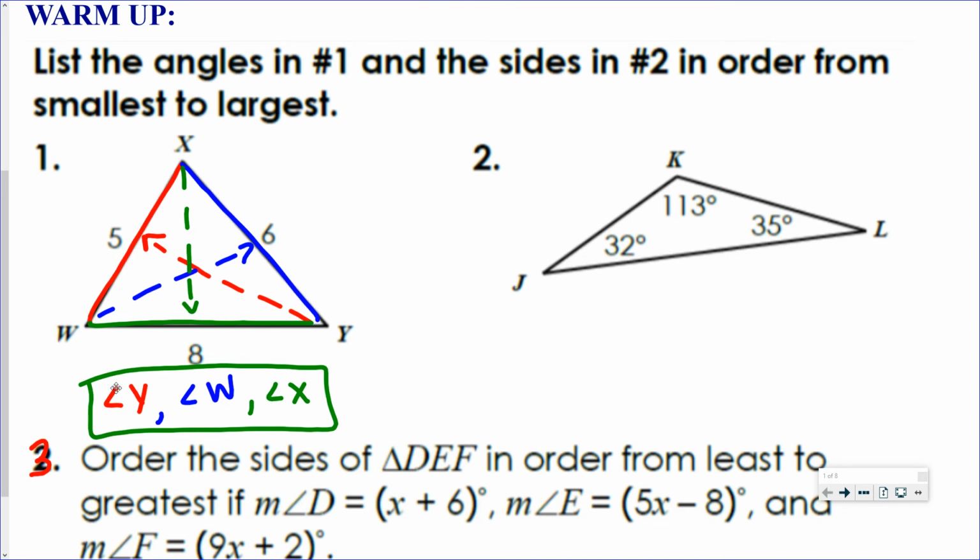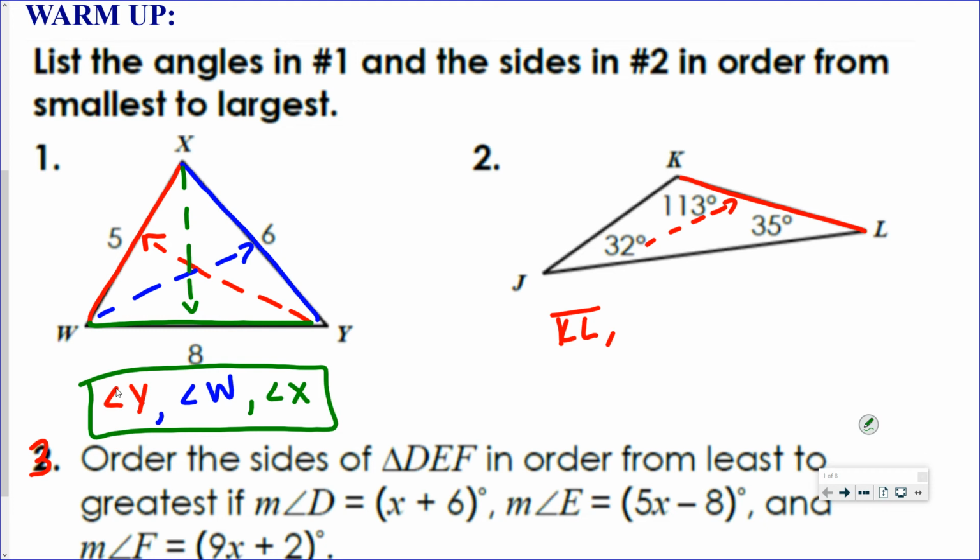All right, and number 2, this time they want me to list the sides in order of smallest to largest. Who can tell me what my smallest side would be in number 2? Malin. KL. KL, correct. Why? Because it is across from 32. Exactly. It's across from the smallest angle, which is 32 degrees. Nice. Perfect. Couldn't have said it better myself.